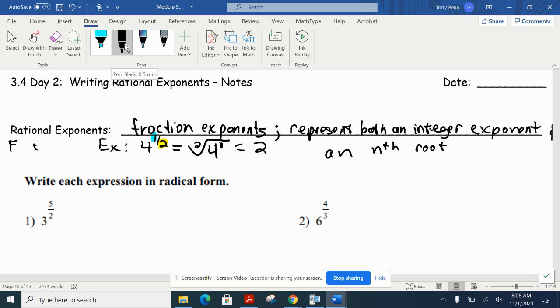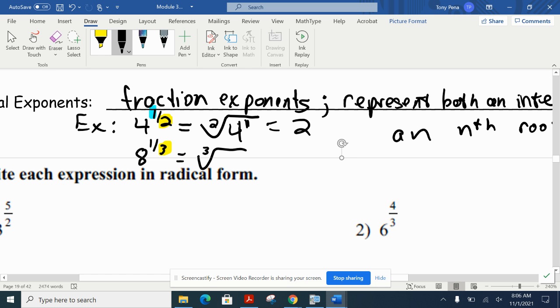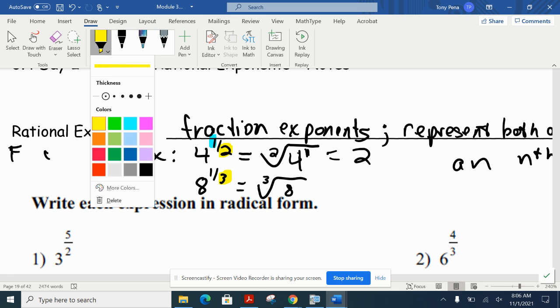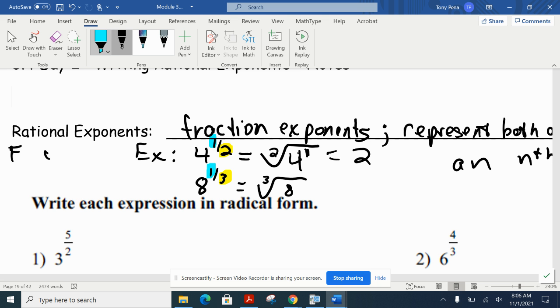Okay. Another example I want you to write down. Let's say I gave you 8 to the 1/3. When we write the radical, the number in your denominator, the 3 in this case, is your index number. So that means we're dealing with a cube root. And then you put the 8 inside the radical, and the numerator is the power of that 8. So it's just an 8 to the first power. So 8 to the 1/3 is the same as the cube root of 8.